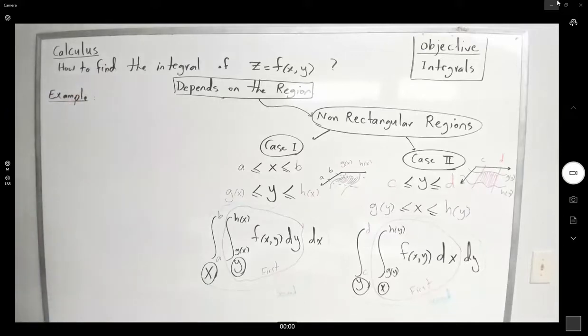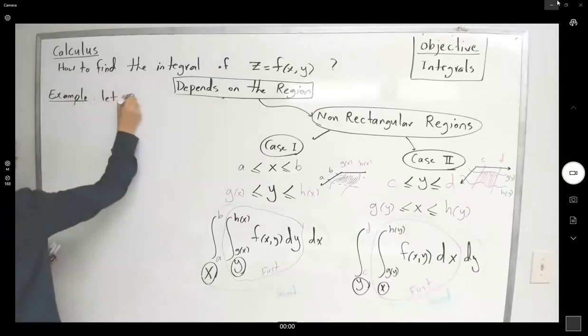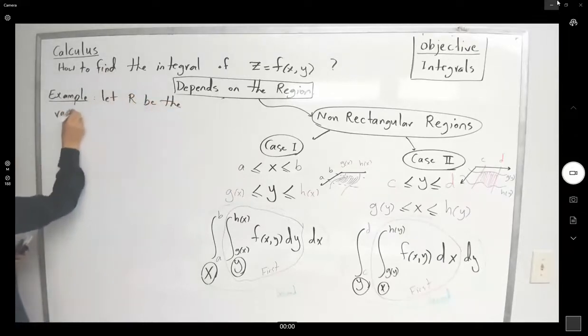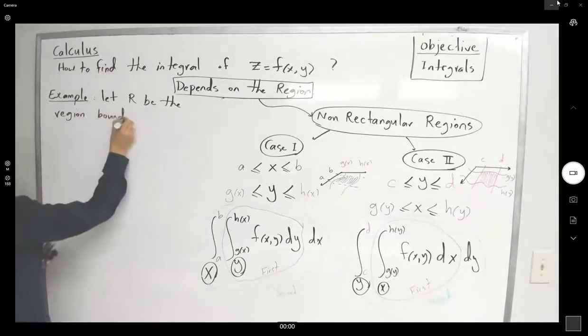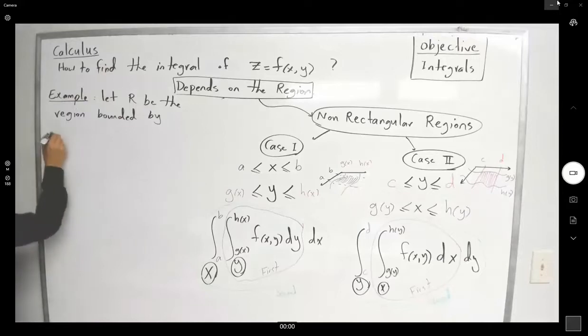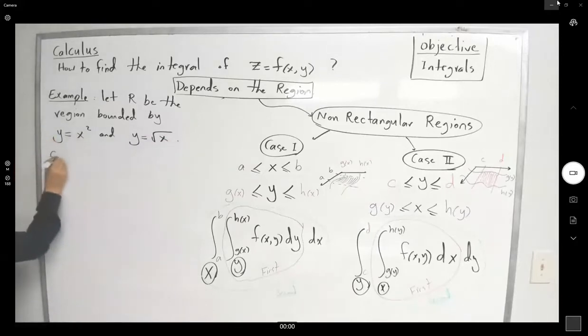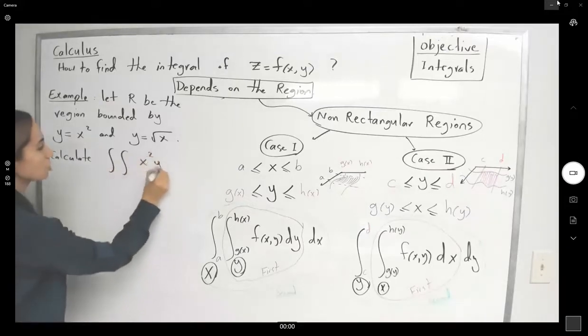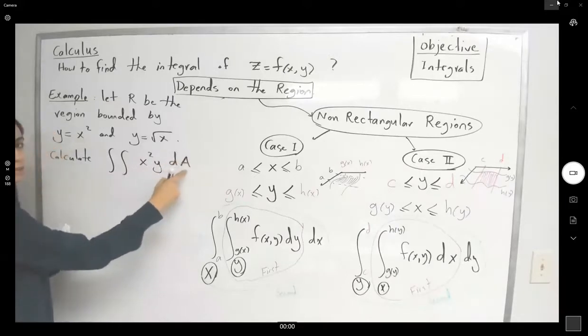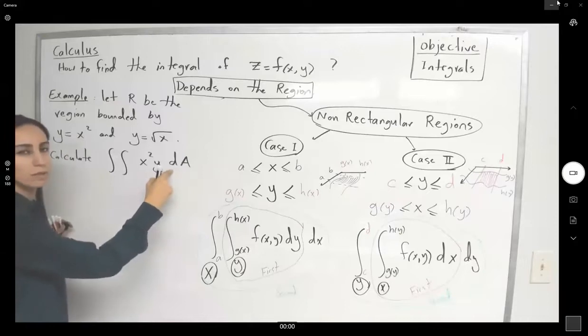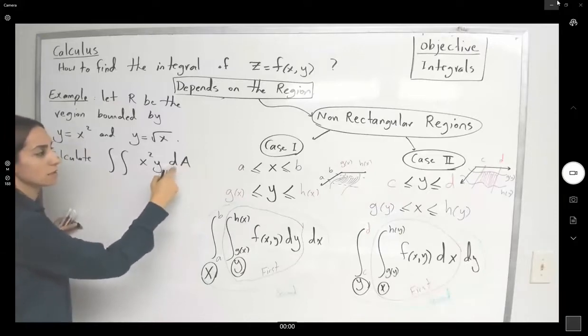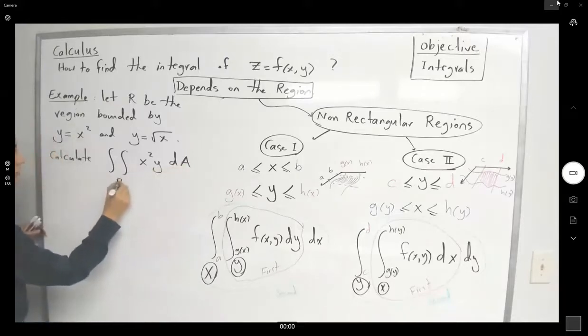It says, let R be the region bounded by y equals x squared and another function y equals square root of x, and calculate the double integral of x squared times y dA. dA means that it doesn't mention whether you are taking the integral with respect to x or with respect to y. This is the area element over region R.